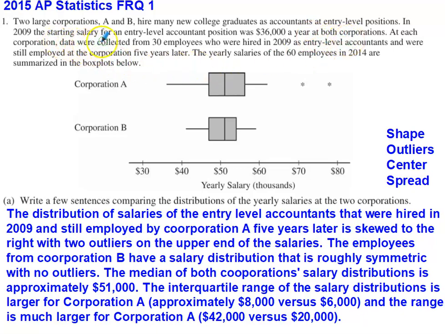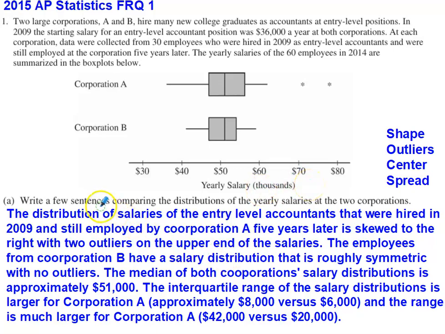At each corporation, we collected data from 30 employees who were hired in 2009 as entry-level accountants and were still employed at the corporation 5 years later. The yearly salaries of the 60 employees in 2014 are summarized in the box plots below. So obviously we've got one labeled as Corporation A's box plot, another one labeled as Corporation B's box plot. We've got our x-axis down here. Our scale for the x-axis and units are also labeled.